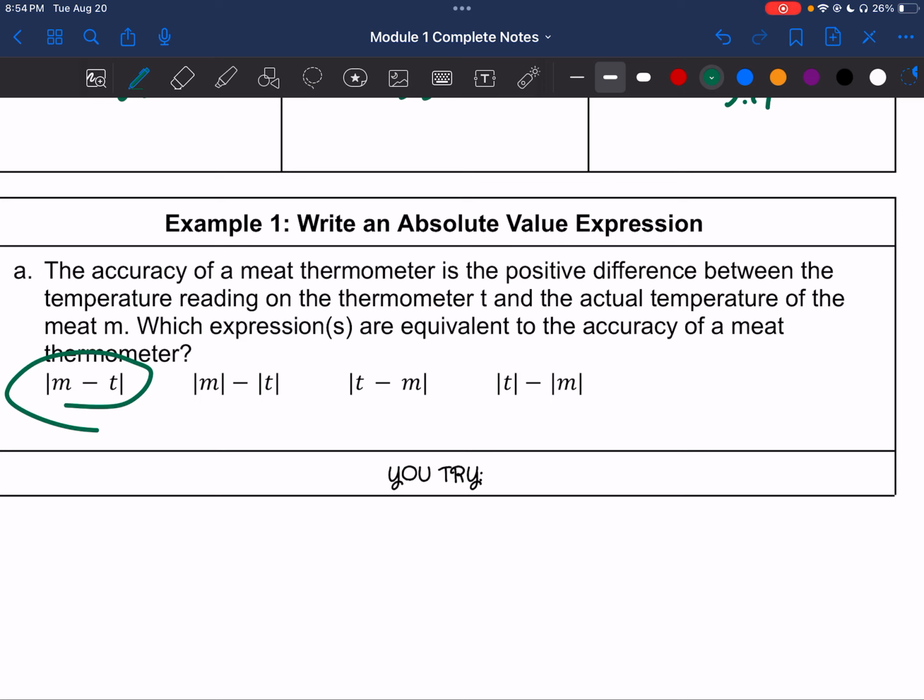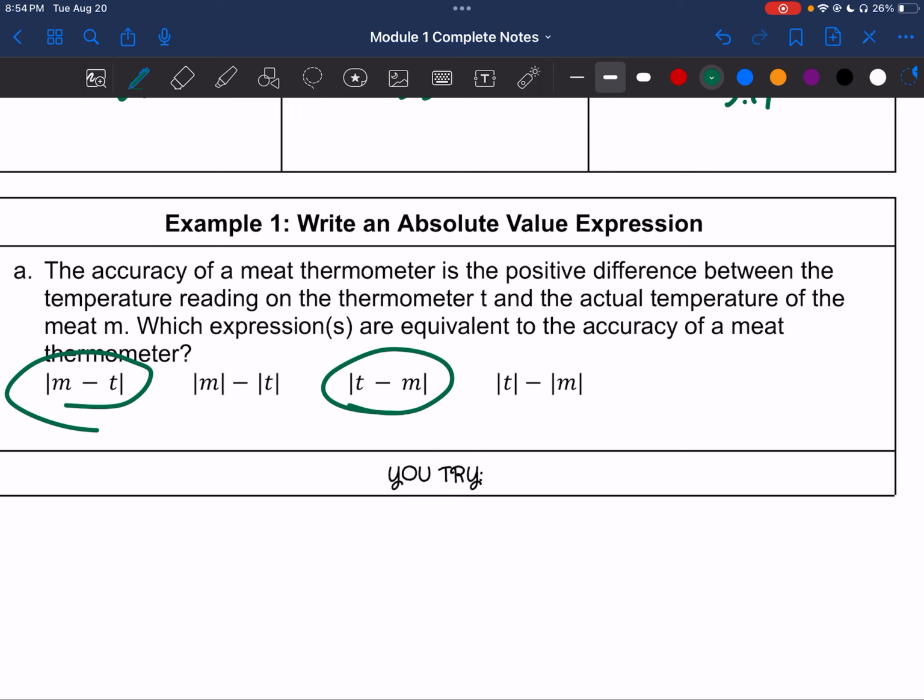The absolute value of t minus m. Now on this one, we are going to flip this around, and we're taking the temperature measurement minus the actual temperature of the meat. And so by doing the absolute value of that, we are going to get a positive value no matter what. And on the fourth one, the absolute value of t minus the absolute value of m.